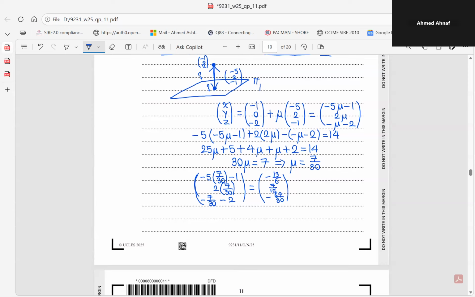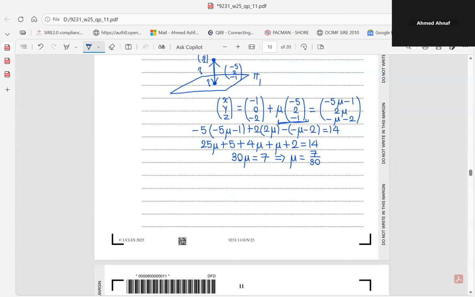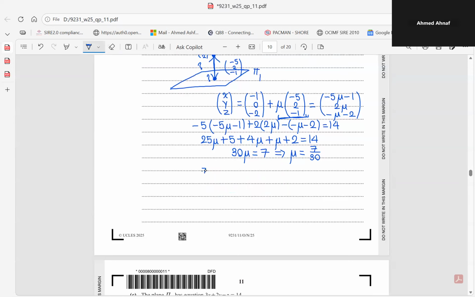Oh wait, we can just, oh yeah, the vector between these two points is just this. I just realized I don't have to actually find our unknown point. I mean, you can, and then you can subtract, but in the end you'll just get the direction vector.